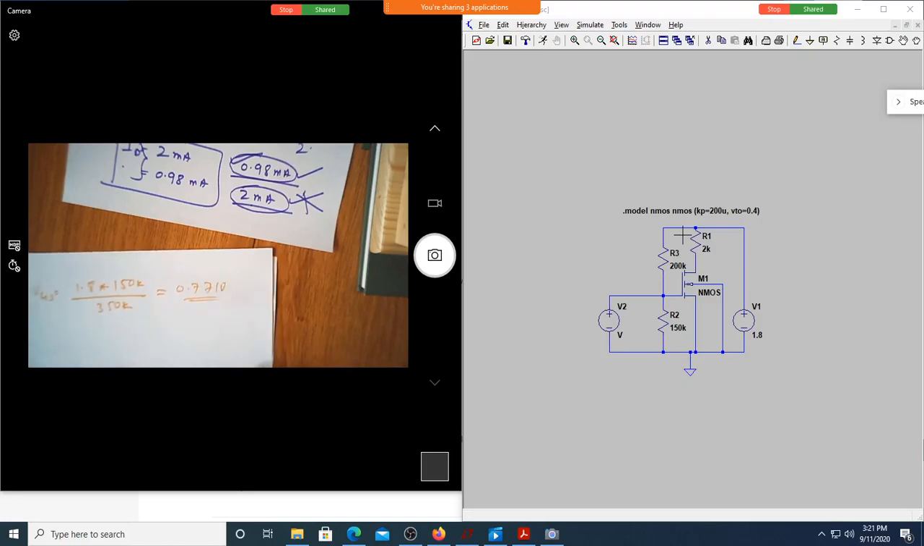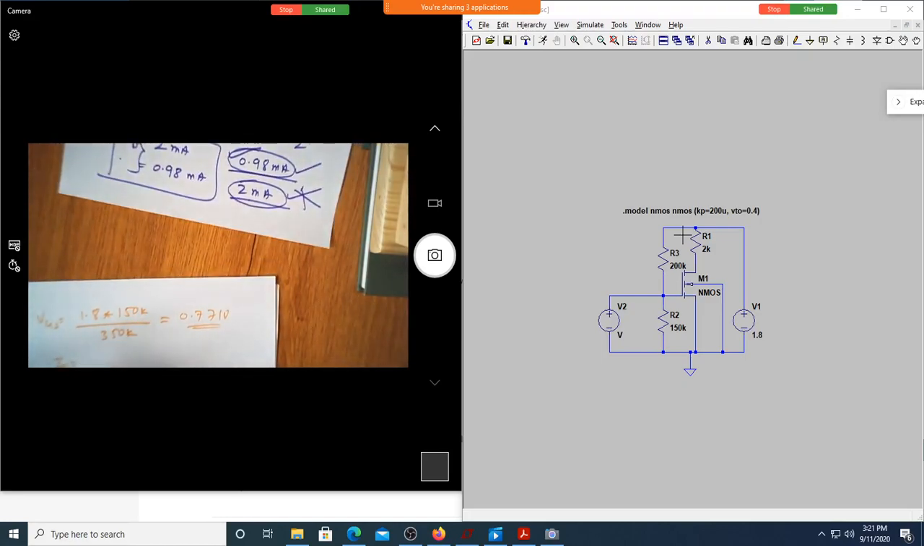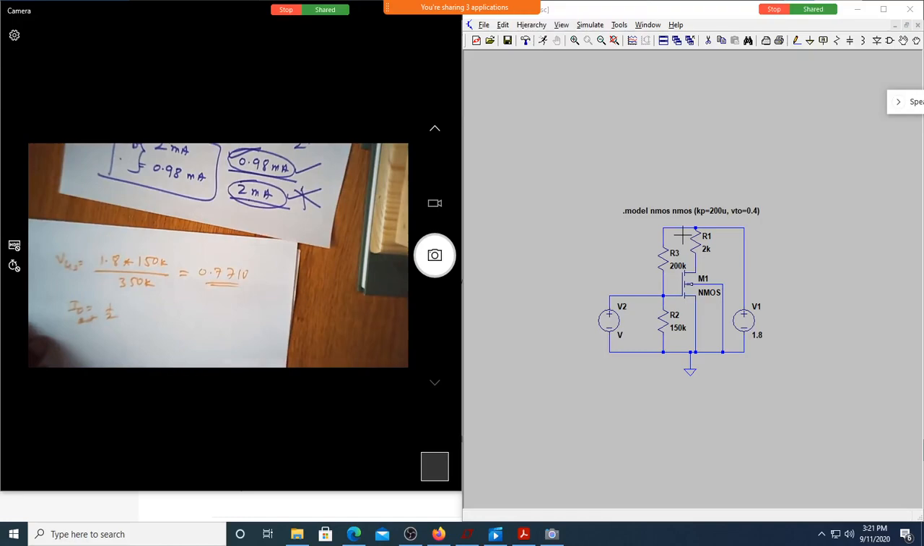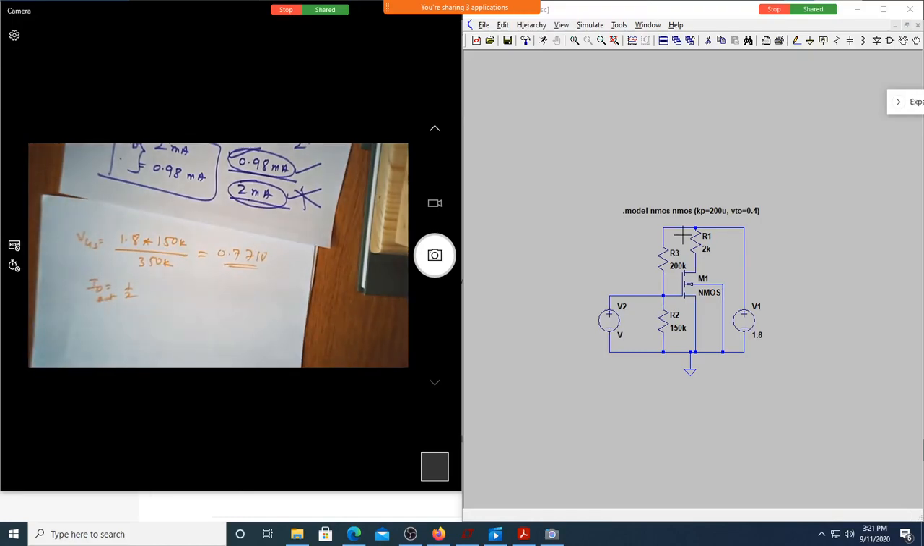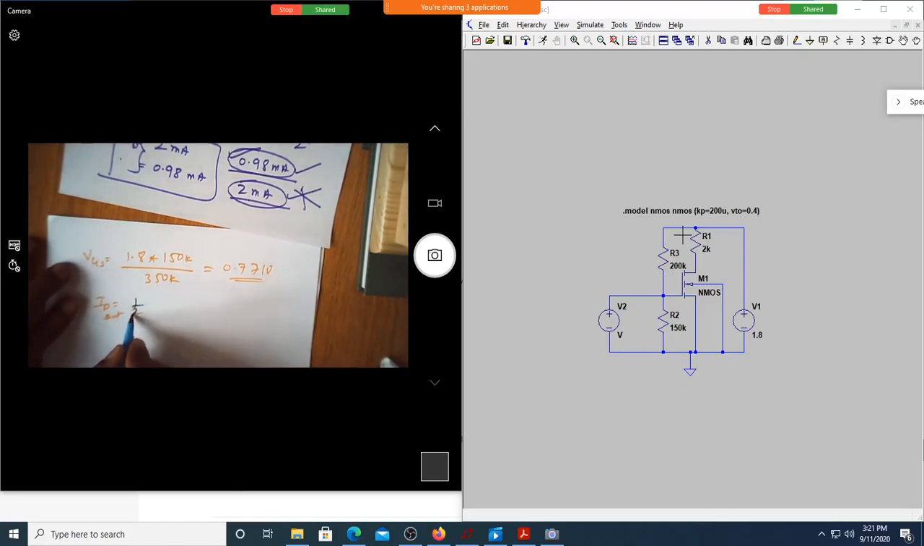With the values of Kp, W by L and all those things, what may be the current in saturation region? Shall we verify first whether that is in saturation or linear? If it is in saturation, ID is equal to half Kp W by L. Is this color visible? Yellow color, or shall I take a different color?